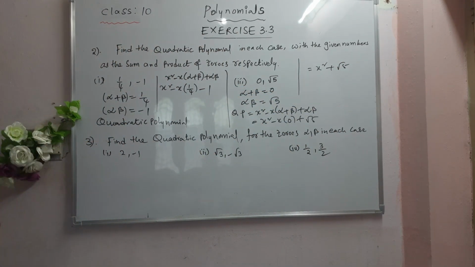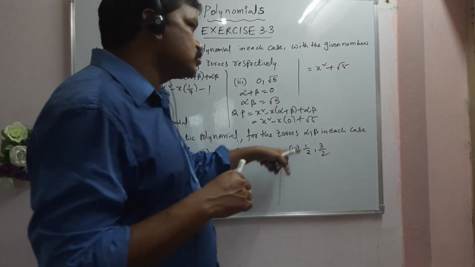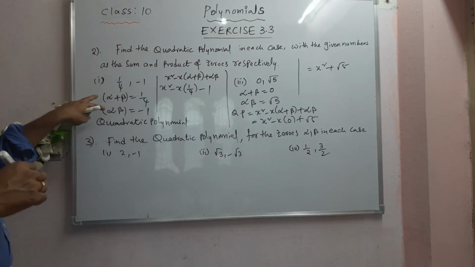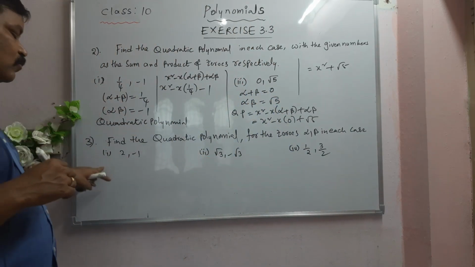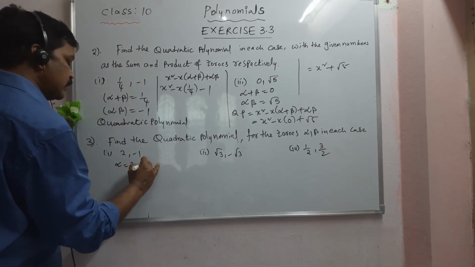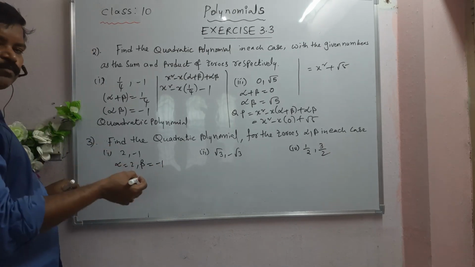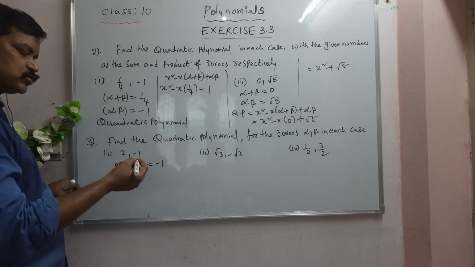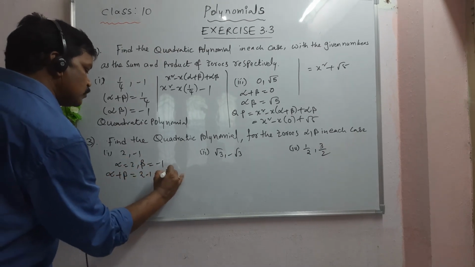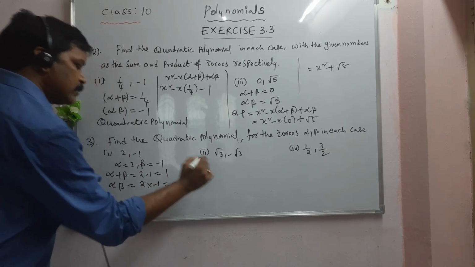Right. Coming to the third set, find the quadratic polynomial for the zeros alpha beta in each case. Here actually in the previous sum and product are given, but here only the zeros are given. So alpha is equal to 2, beta is minus 1. So to find a quadratic polynomial, we need sum and product, no students? So find out the sum first. That means 2 minus 1 is 1. Alpha beta, that is 2 into minus 1, that is equal to minus 2.